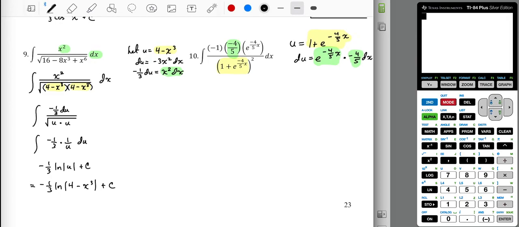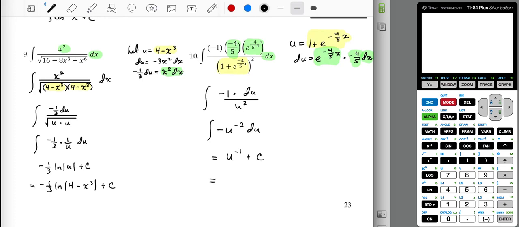Alright, so we have this, this, and this that can go away. And if anything, we could just leave that negative 1 there and have negative 1 times du over u squared. So negative u to the negative second du. Increase the exponent by 1, divide by the new exponent. We'd be looking at u to the negative first plus c.